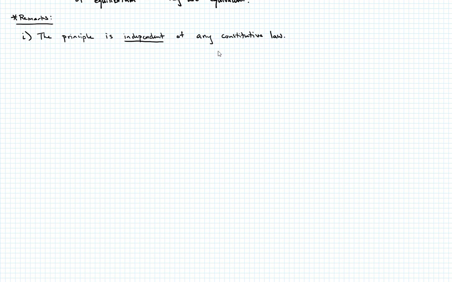Number 1. Okay, the principle that we just derived is independent of any constitutive law, right? We never said how stress and strain were related, right? Also observe that in equation 8, the body forces, the surface tractions, and the stresses are all constant, right? Those are not changing throughout the problem, right? The only arbitrary quantity is the virtual displacement term.